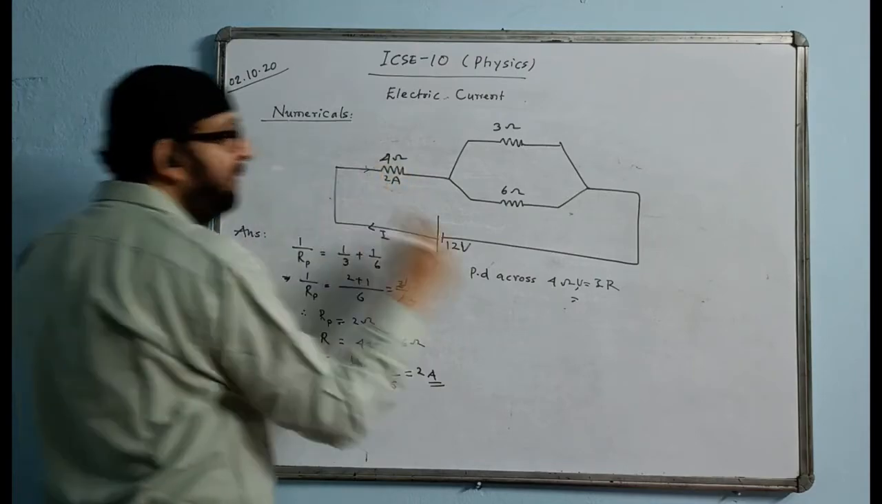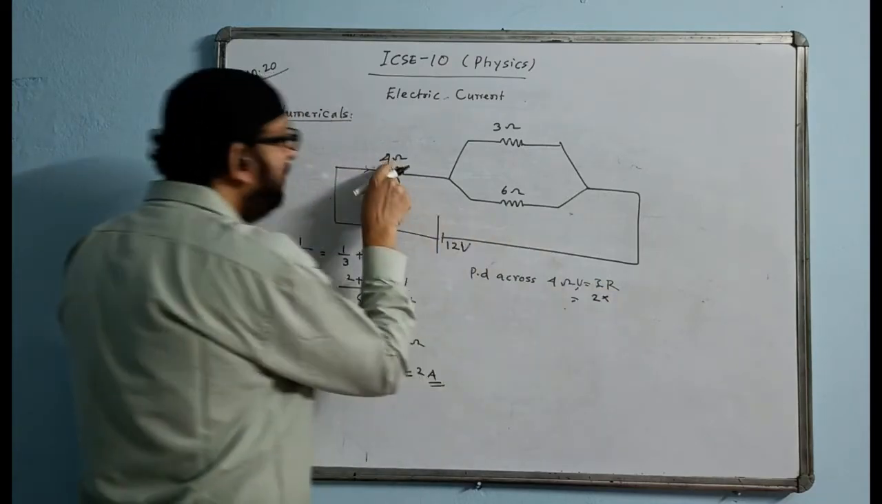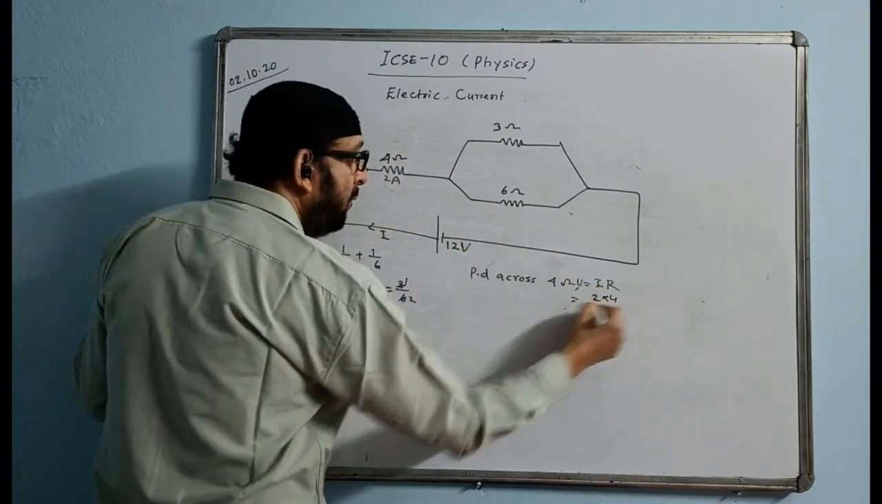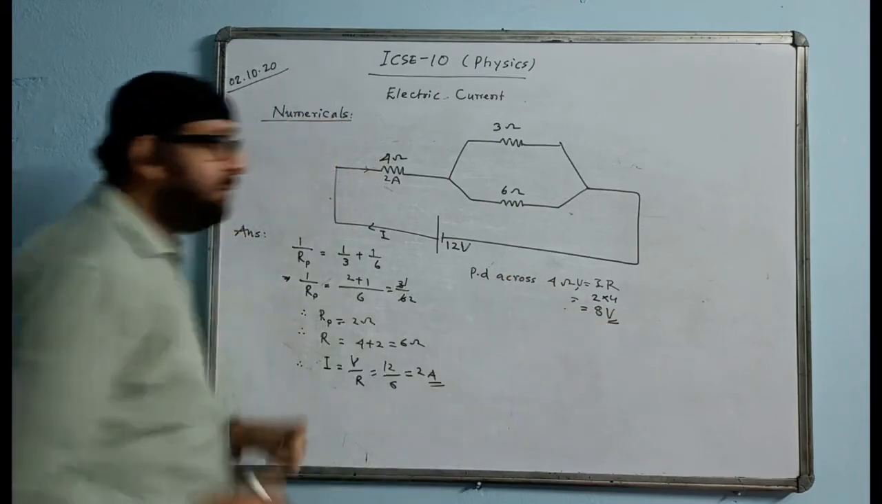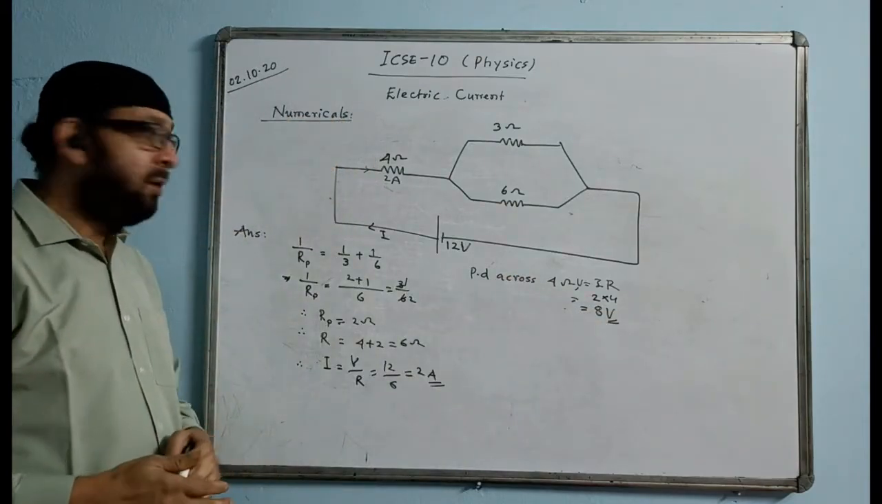The I into R will multiply: 2 into this particular resistance. This particular resistance is 4. So the answer is coming 8 volt. Unit of potential difference is volt, so we will be writing there 8 volt.